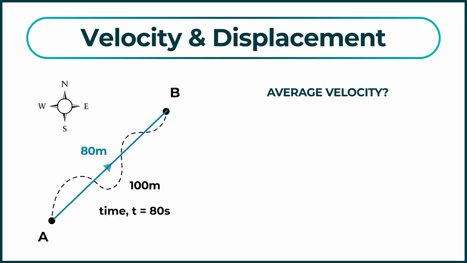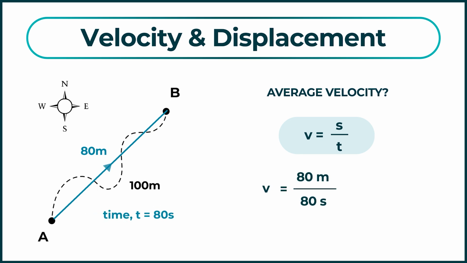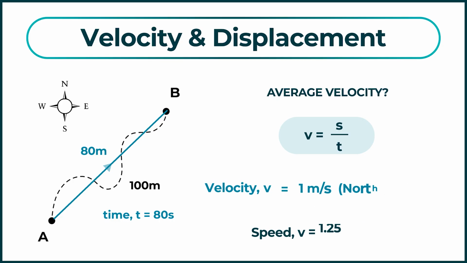Therefore, the average velocity of the boy's journey will be V equals S by T. V equals 80 meters divided by 80 seconds, which is equal to 1 meter per second in the northeast direction. This value differs from the value obtained from speed. The magnitudes of speed and velocity are not always the same.